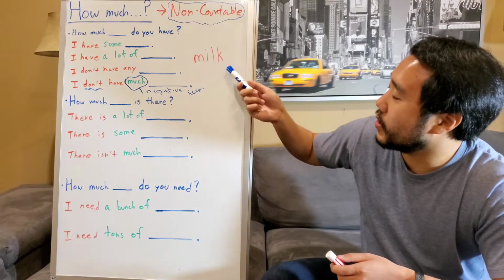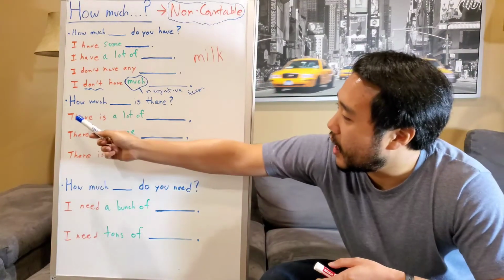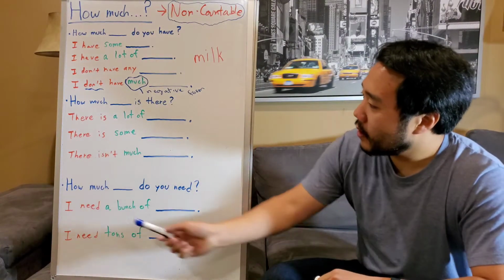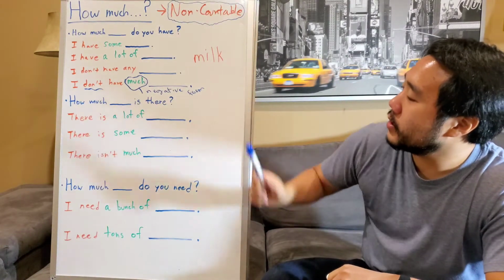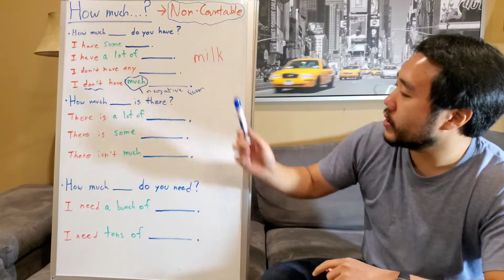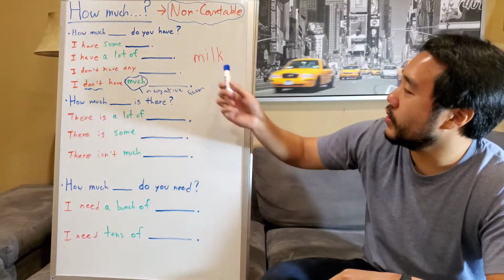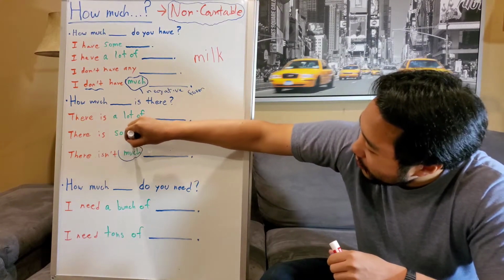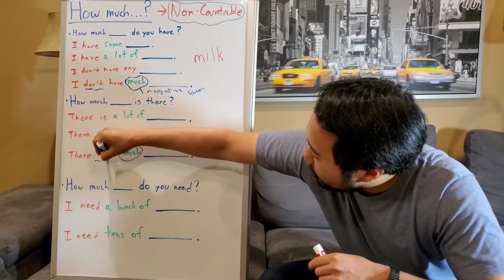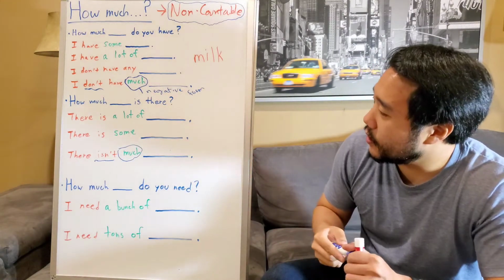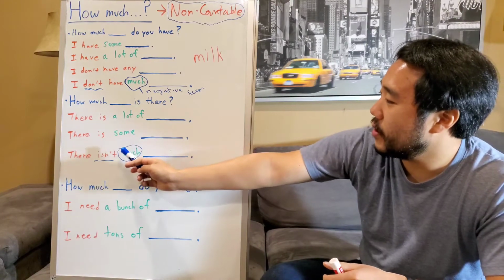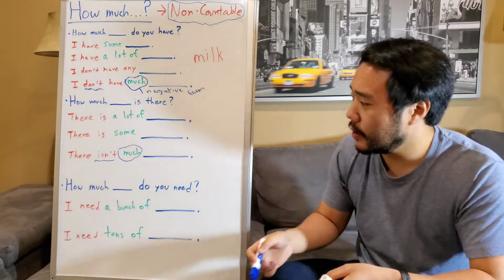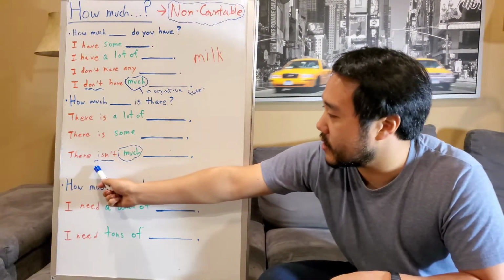So continuing on, another question similar using how much is how much blank is there? We're going to use milk again. So how much milk is there? There is a lot of milk. There is some milk. There isn't much milk. Same thing, here we have much, also for a negative statement. It has a similar meaning to there is some. So if we say there is some milk, there isn't much milk, they're pretty similar in meaning, but we can only use this quantifier when it's a negative statement. Here it is there isn't.